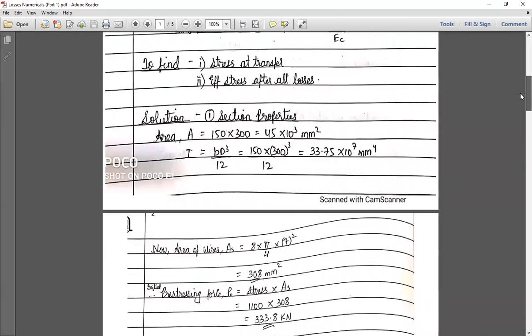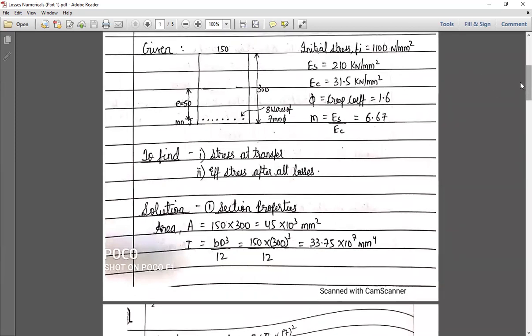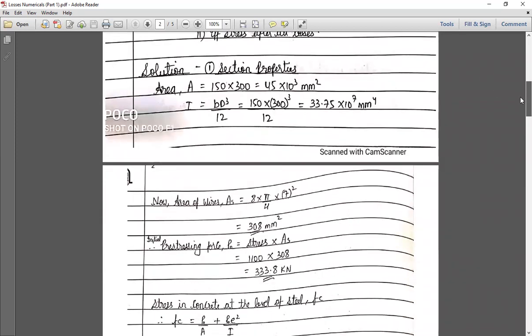So initial stress is given to us, but we don't have the initial force. So how will we find it? Stress is equal to force upon area. So initial pre-stressing force P naught is equal to stress into area of steel. So the initial pre-stressing force in the steel is 333.8 kilonewton. I hope this is clear to everyone so far.